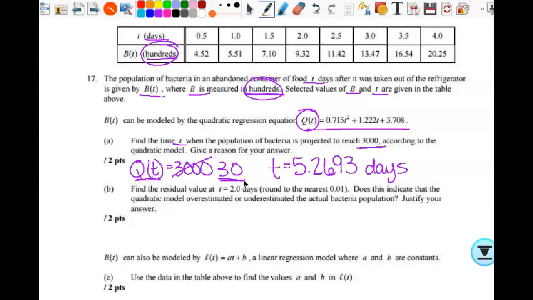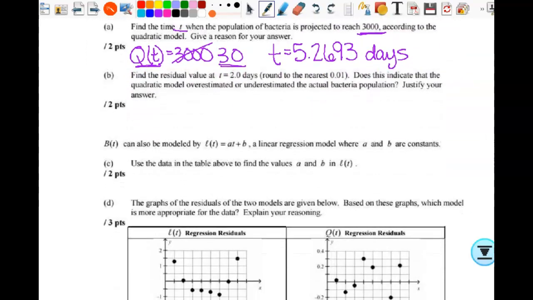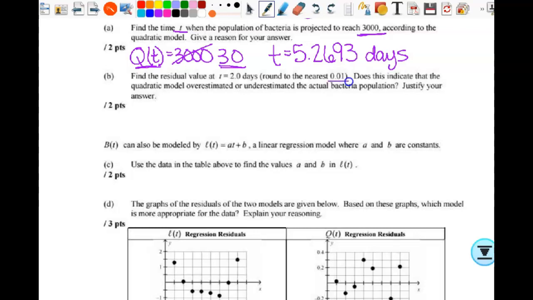All right, so then I need to find the residual value at t equals 2 days. And here, remember I said 3 decimal places unless you're told otherwise. Now, just because it says to round still does not mean that we are using rounded numbers along the way, okay? So this is asking me for the residual. So you need to think for a second. Is the residual actual minus predicted or predicted minus actual? And residual is actual minus predicted. So that means that's B of 2 minus Q of 2. Right? And we're going to round to the nearest 0.01 when we're done.